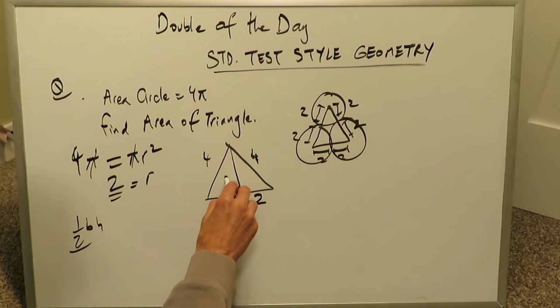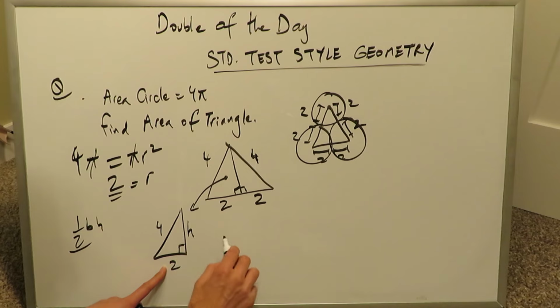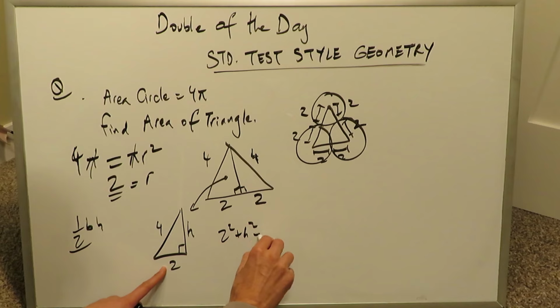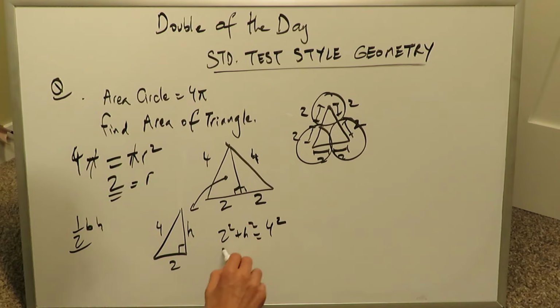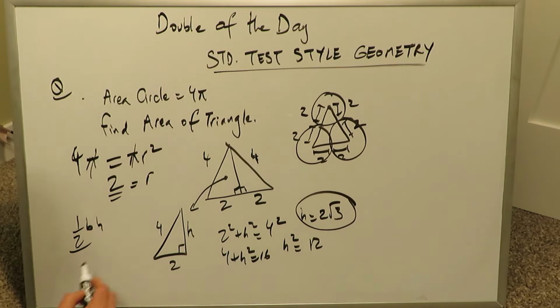You can just focus in on this triangle and show it here again. You're looking at a 2, a 4 and a right triangle. You're going to use the Pythagorean theorem: a squared plus b squared is equal to c squared. We're calculating for this height. So you have 2 squared plus h squared is equal to 4 squared. You have 4 plus h squared is equal to 16. h squared is equal to 12. And h is equal to root 12, which is 2 root 3. So we've gotten our height.